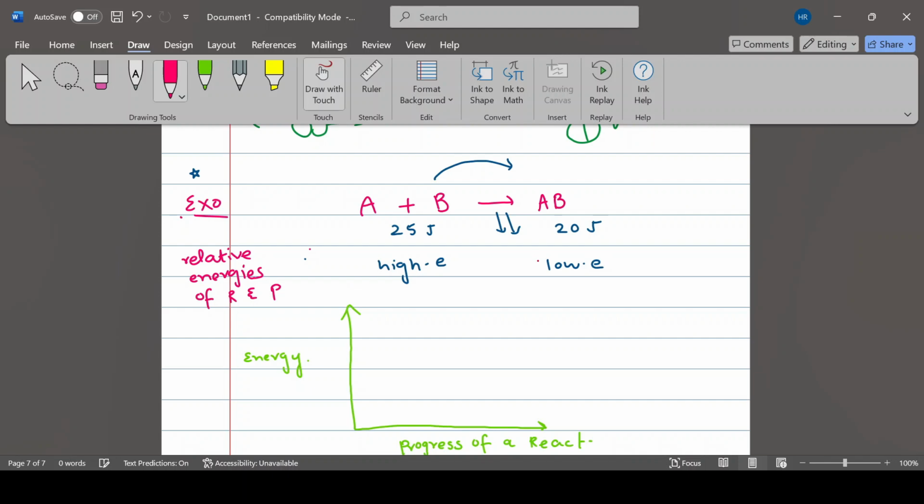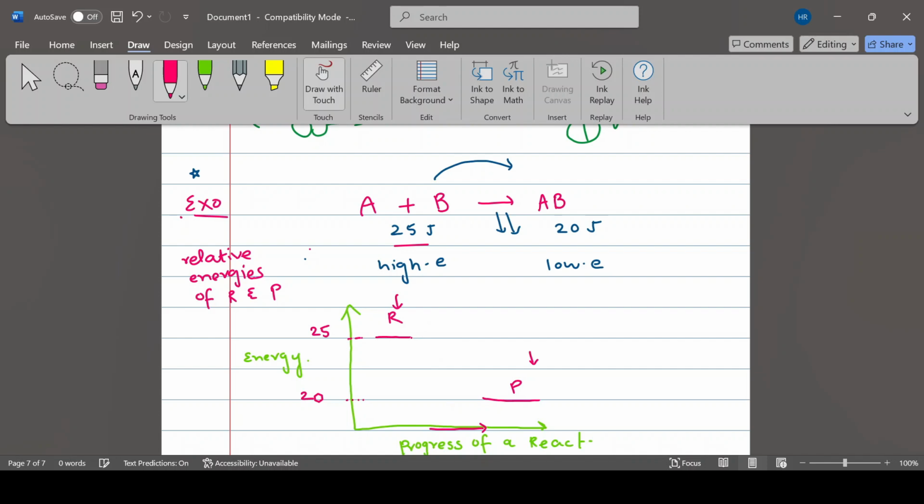Okay, so in this case, we just discussed, reactants will be present at a high energy level. So let's say at this point, and I can mark this as 25 joules. And the products will be present at a lower energy level. So let's say this is 20 joules right here. And why are the products present on the right side and the reactants on the left side? Because as the reaction progresses, see how on the x-axis we have the progress of a reaction, we are going from the reactants to the products. So we draw these two lines. This is reactants, this is products.